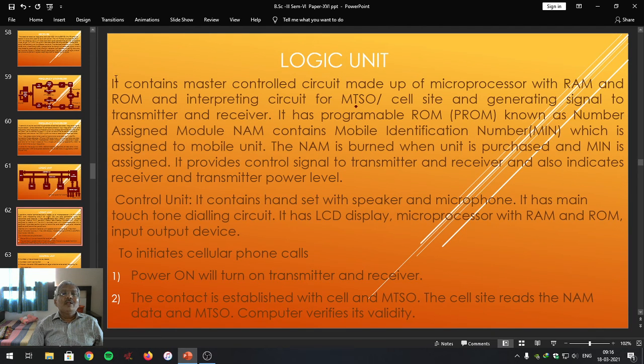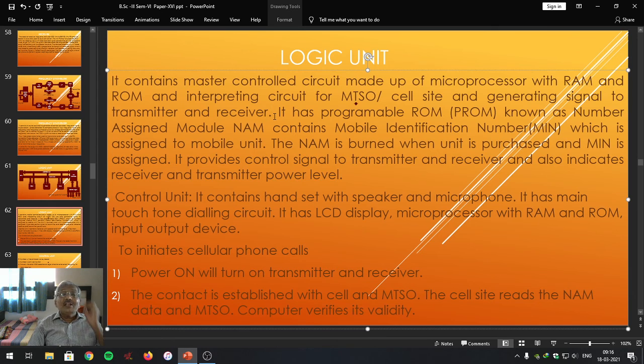Thus we can say the logic unit contains the master control circuit made up of the microprocessor with RAM and ROM, and interpreting circuit for MTSO and cell site, generating the signal to the transmitter and receiver. Here also circuit interpretation is necessary for MTSO, which is in the cell site. Whatever the IO interfacing block sends, the timing signals, are again related with the MTSO and cell site. Those are called control signals.